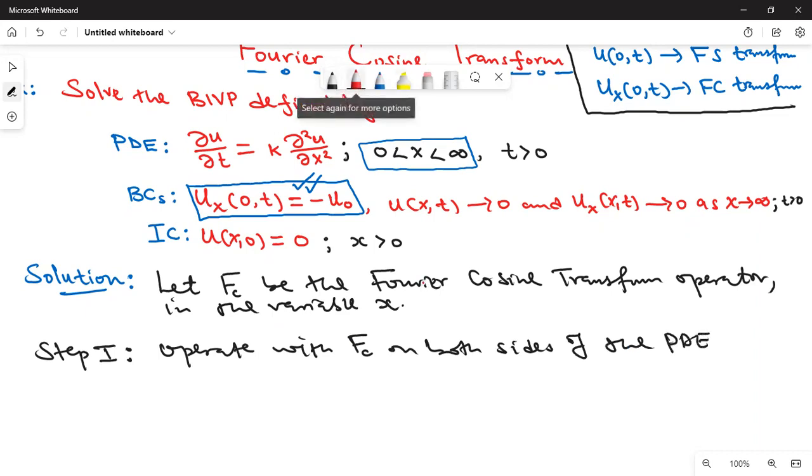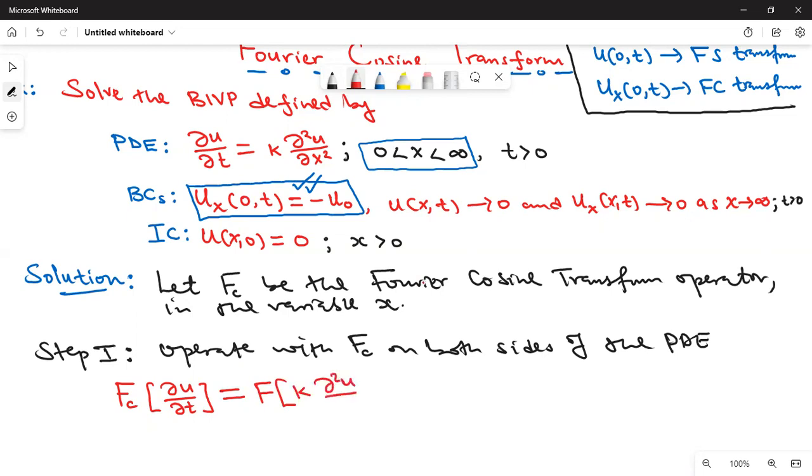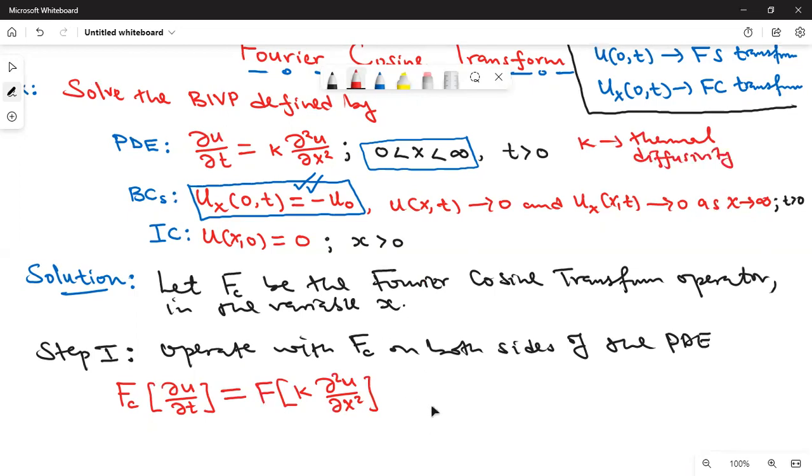So what are we going to get? It will be the Fourier cosine transform of partial u partial t is equal to the Fourier cosine transform of k times the second partial derivative of u with respect to x twice. I ought to have explained that the k here is the thermal diffusivity. In this case, it is a constant which can be factored out.